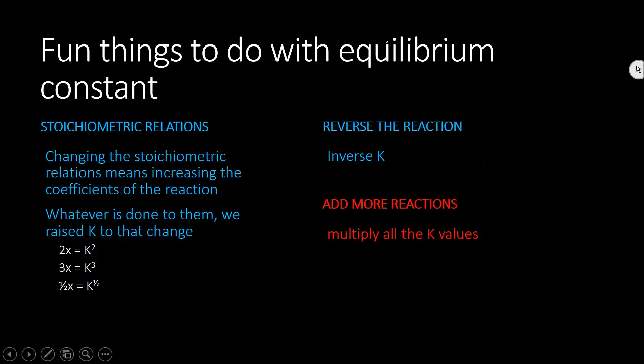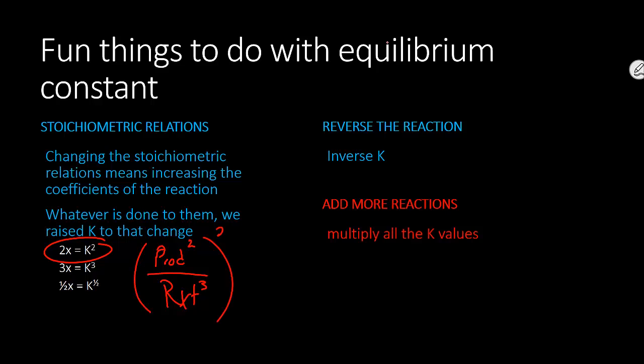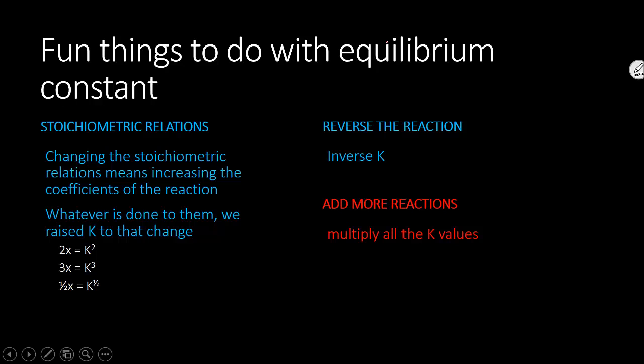For everything else, it's pretty straightforward. If we double a reaction, simply square K, because doubling the reaction would double those coefficients. If I double the reaction, I double those coefficients and end up with the same value squared. If I were to triple the reaction, cube the value of K.